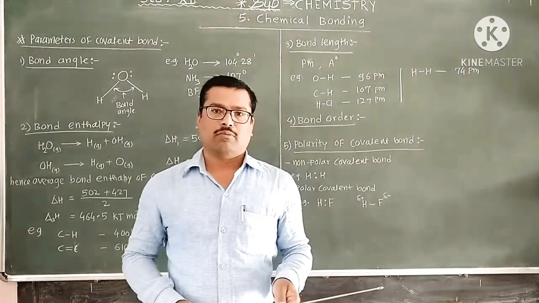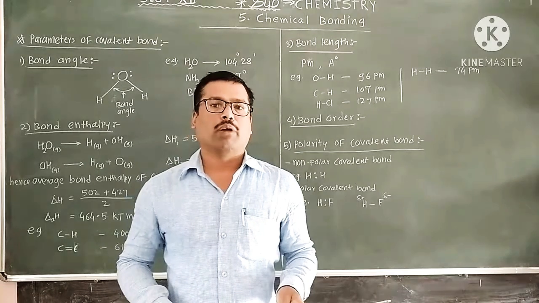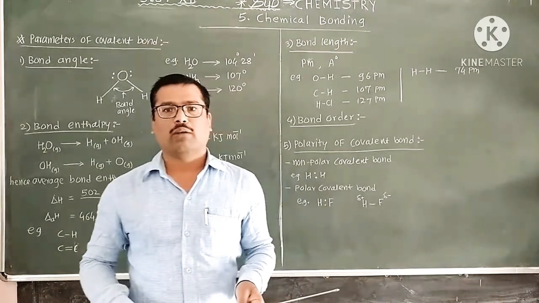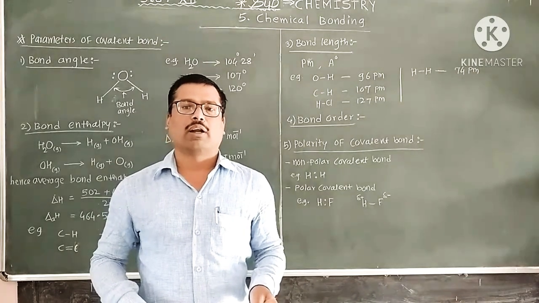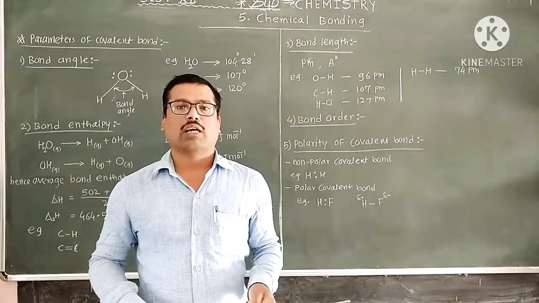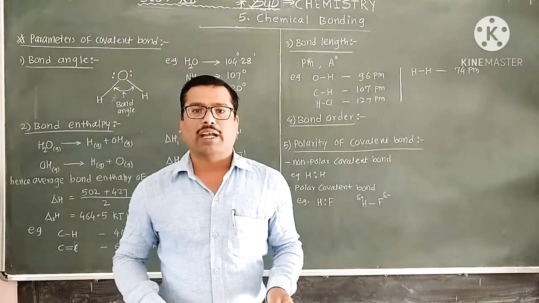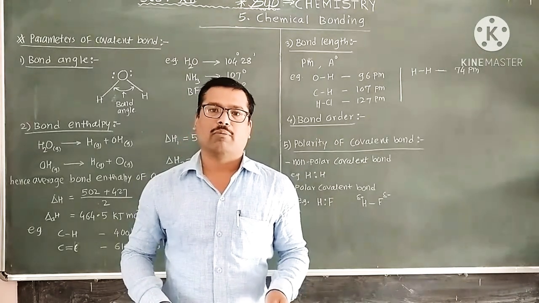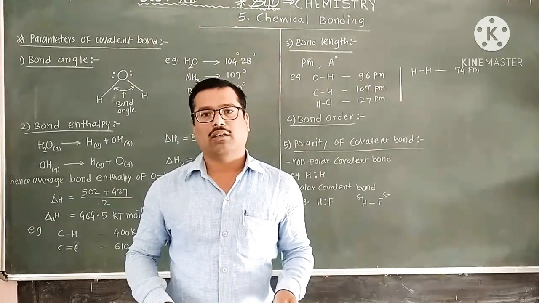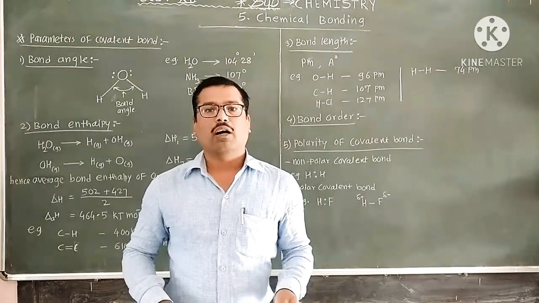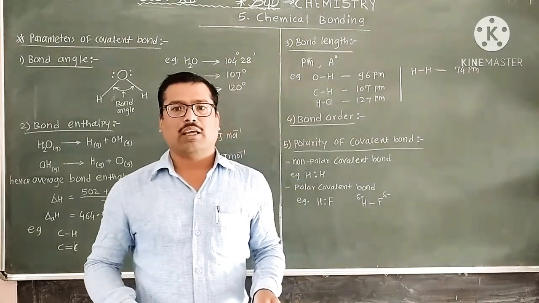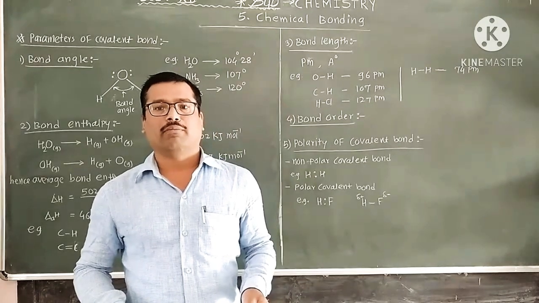Covalent bonds are formed between two atoms of the same or different elements. सारखे असतील किंवा वेगळे असतील atoms आणि त्यांच्यापासून काय तयार होतो? Covalent bond तयार होतो. A shared pair of electrons is attracted equally.